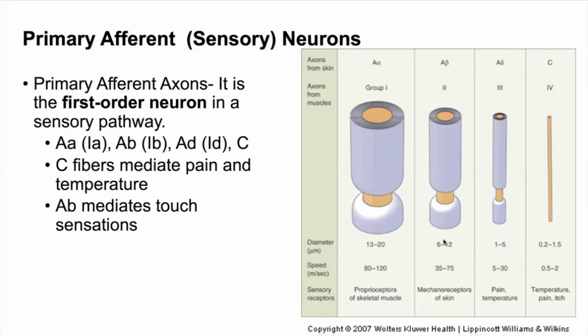Another important thing to remember is that the distribution of these primary afferent axons depends on their function. If it is pain and temperature sensory information, it is usually A delta, or type 3 axons, from the muscles, which carry information from them to the CNS.